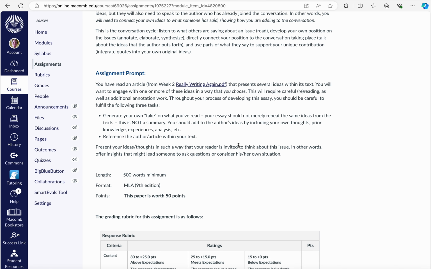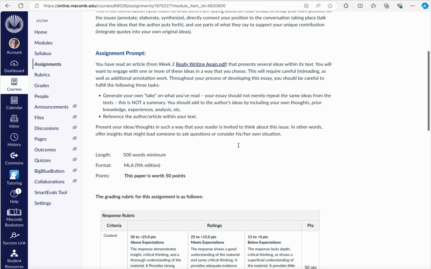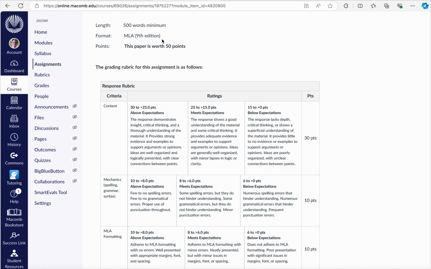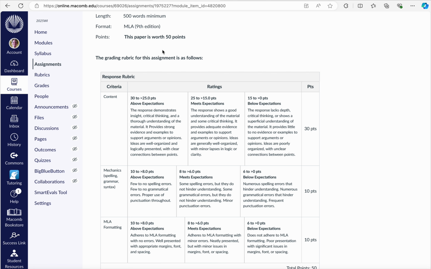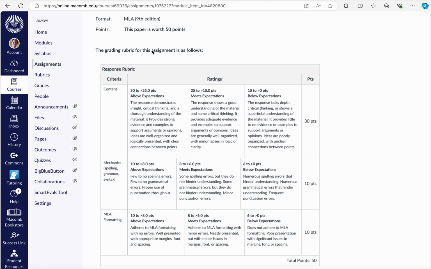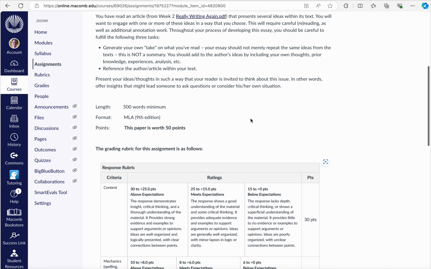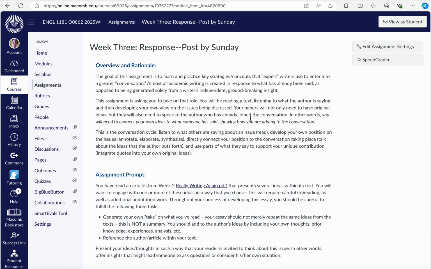All right. So it's kind of taking the words of the expert and applying it to your own experiences to respond as if you were in a conversation with that author. All right. And then you've got your 500 word minimum. You're using MLA 9th edition. You've got your rubric here. Definitely, as always, as you move through the assignments for the week or the readings, if you have questions, don't hesitate to ask.